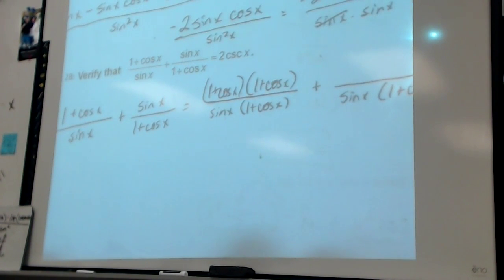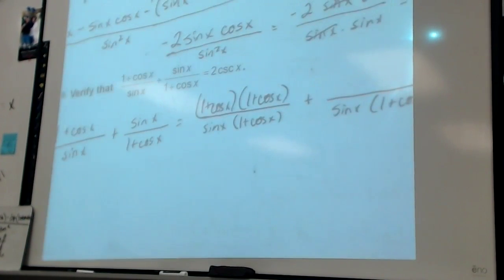Why don't you just add them across? What do you mean? It's addition, so you got to have common denominators. And then you got to find your equivalent fractions. That's what we're doing right now, is finding equivalent fractions.